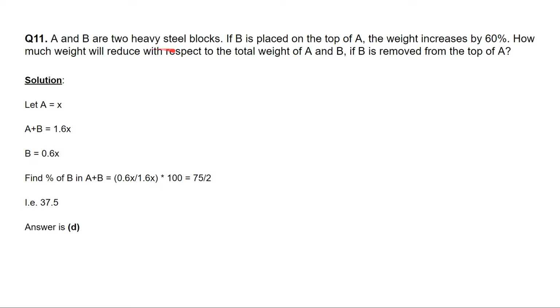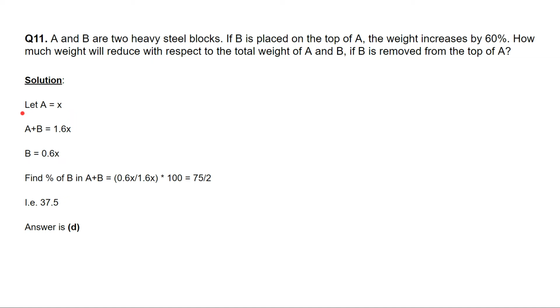Okay, so A and B are two heavy blocks, and if B is placed on the top of A, the weight increases by 60%. How much weight will reduce with respect to the total weight of A and B if B is removed from the top of A? So first they are putting B on the top of A, then they are saying it is increasing the weight by 60%. Then once you remove B, what is the percentage reduction in the total weight of A and B? This is what we have to find.